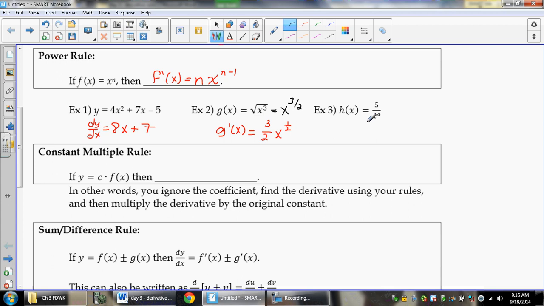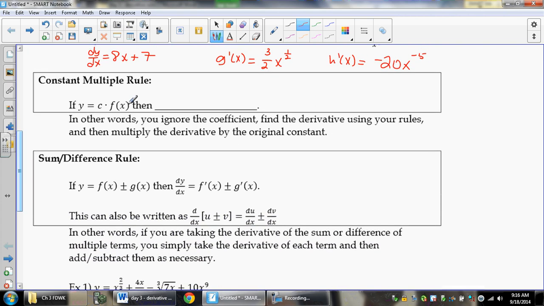Same thing over here. I don't really like that this is a fraction. I want to undo that. So 5 over x to the 4th is the same as 5x to the negative 4. Then I'll take the derivative. H prime of x is negative 20 x to the negative 5th. Be careful. Bring down the negative. Keep that. Negative 4 minus 1 is negative 5. So make sure you pay attention to your negatives.